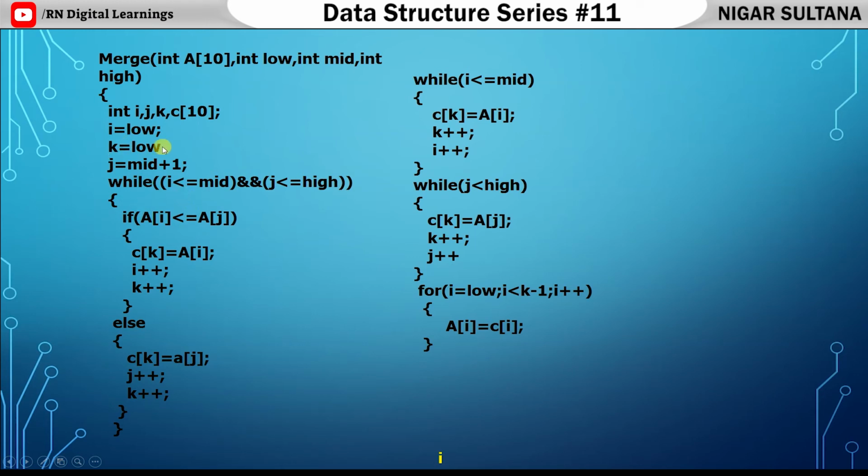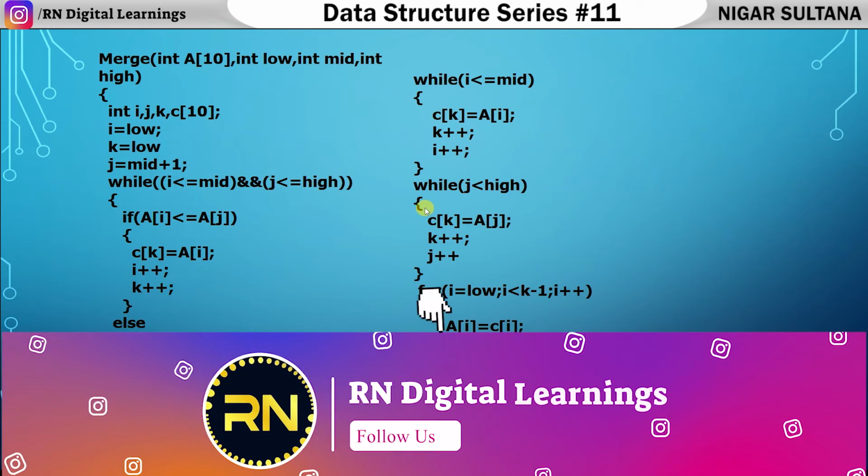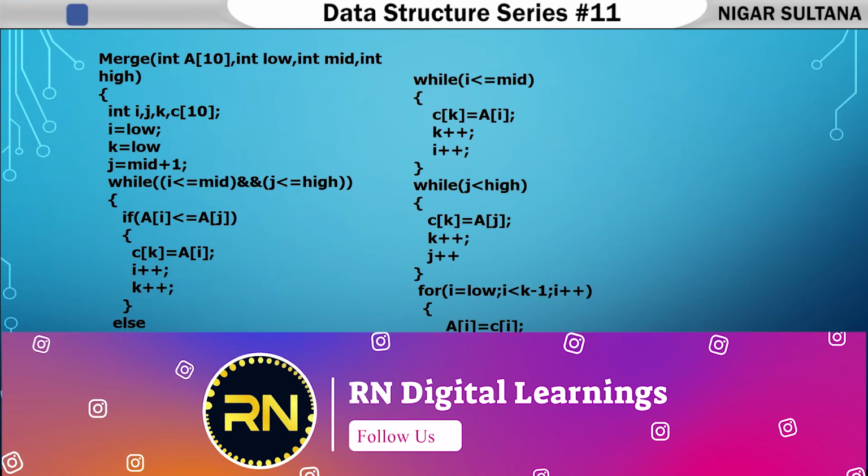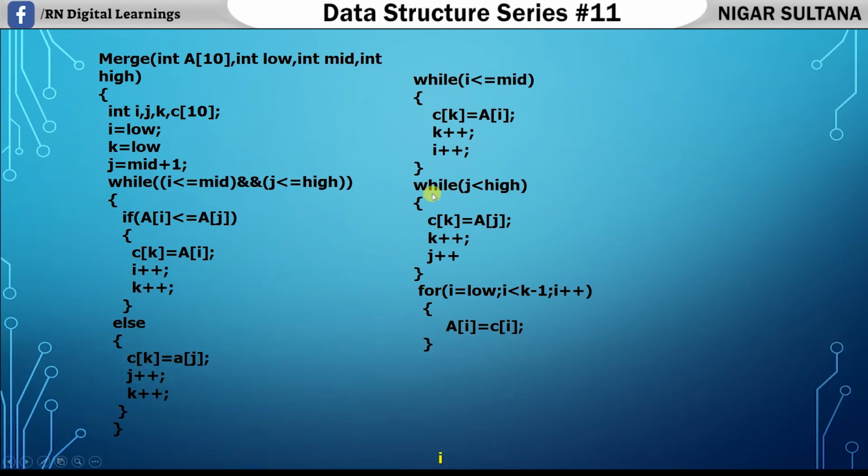Now let's understand this. First we need to check that i is less than or equal to mid and j is less than or equal to high. I'll be explaining this part with the help of an example. Be ready to learn the tracing of the merge sort. Now I'll be comparing a of i with a of j, that is, the first element of the left part and the first element of the right part will be compared with each other.